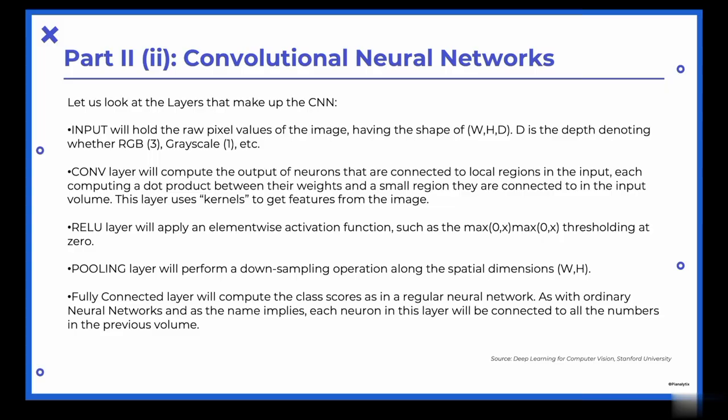The ReLU layer is an activation layer which will apply an element-wise activation function such as the max(0, x) thresholding. Any negative value given to the activation function will be thresholded to 0 and the positive values will remain as is. The pooling layer will perform a downsampling operation along the spatial dimensions, width and height. Finally, the fully connected layer will compute the class scores or the regression values as in a regular neural network.